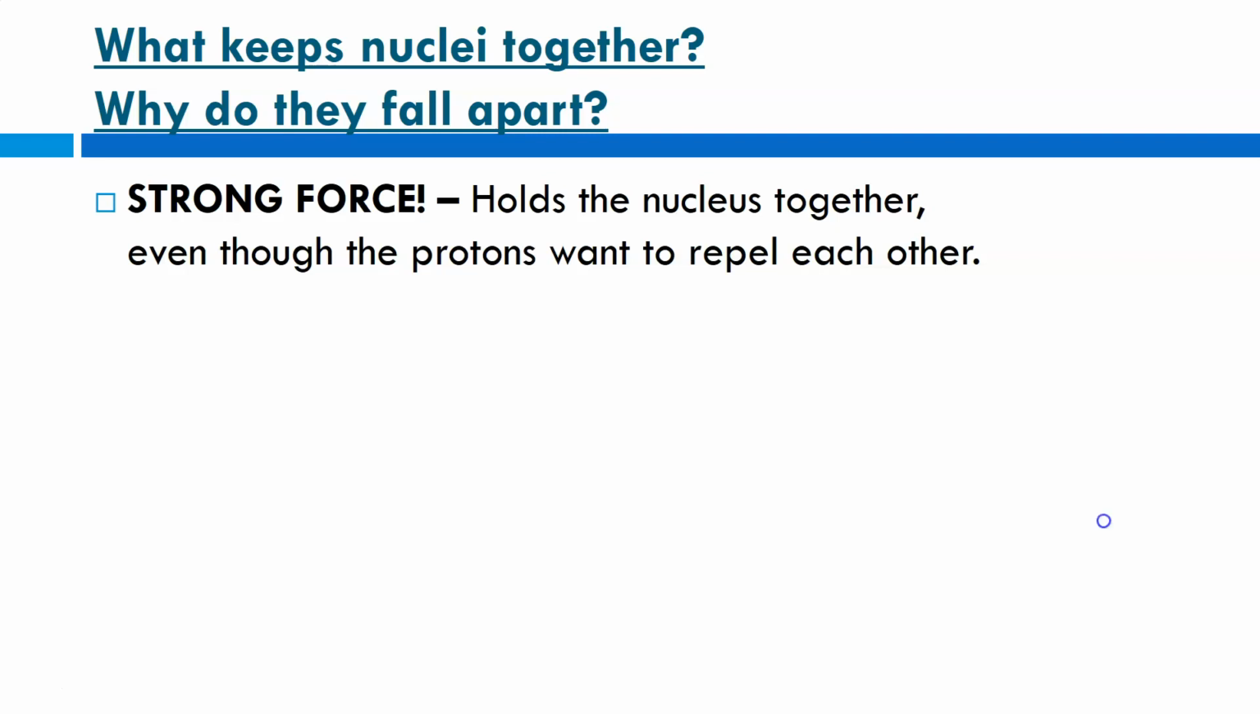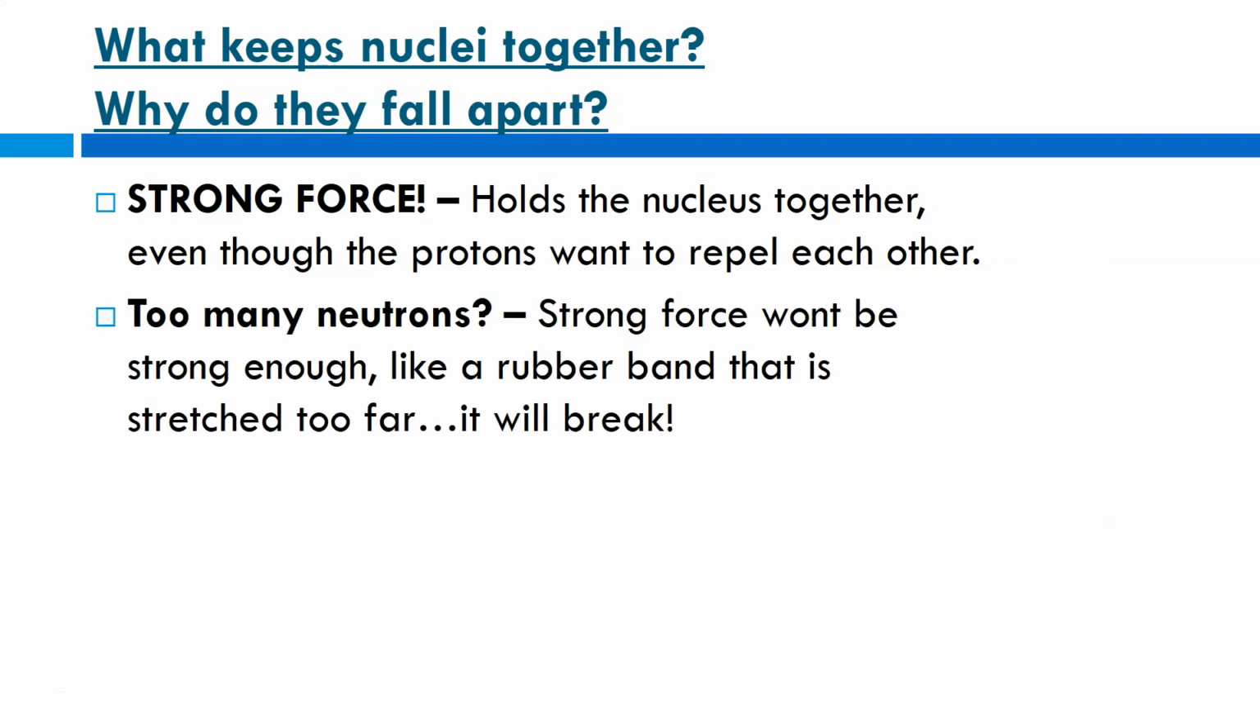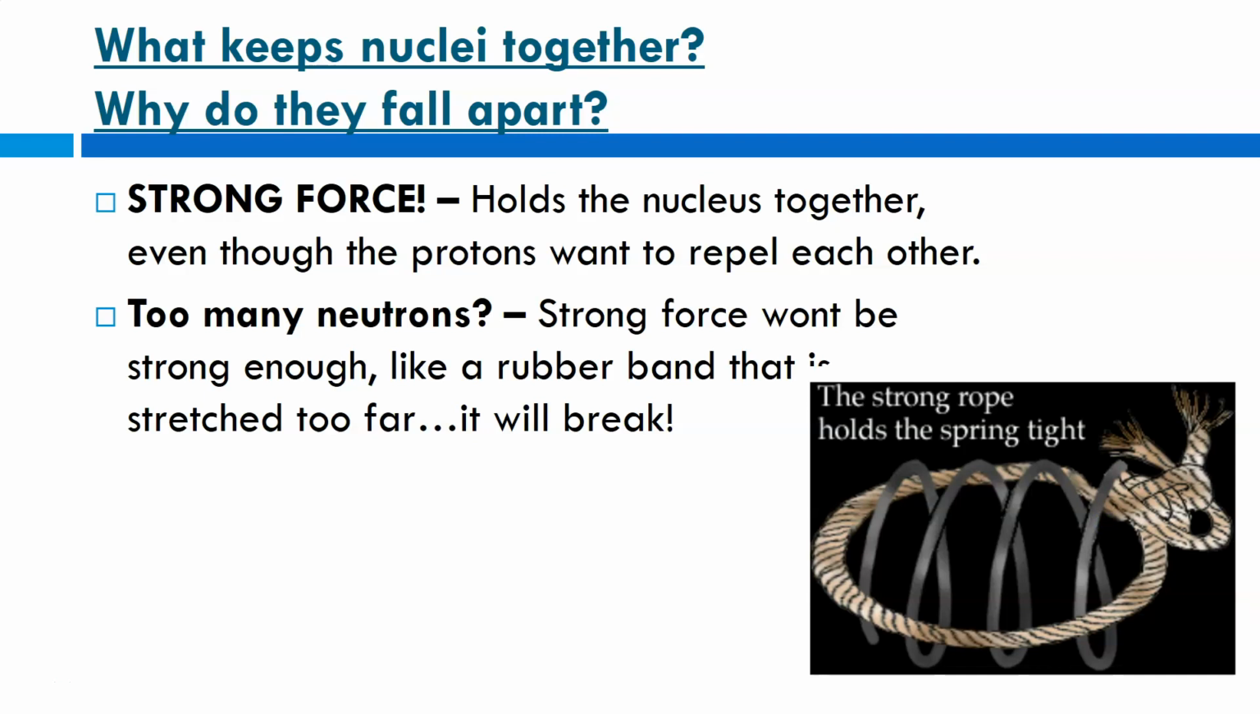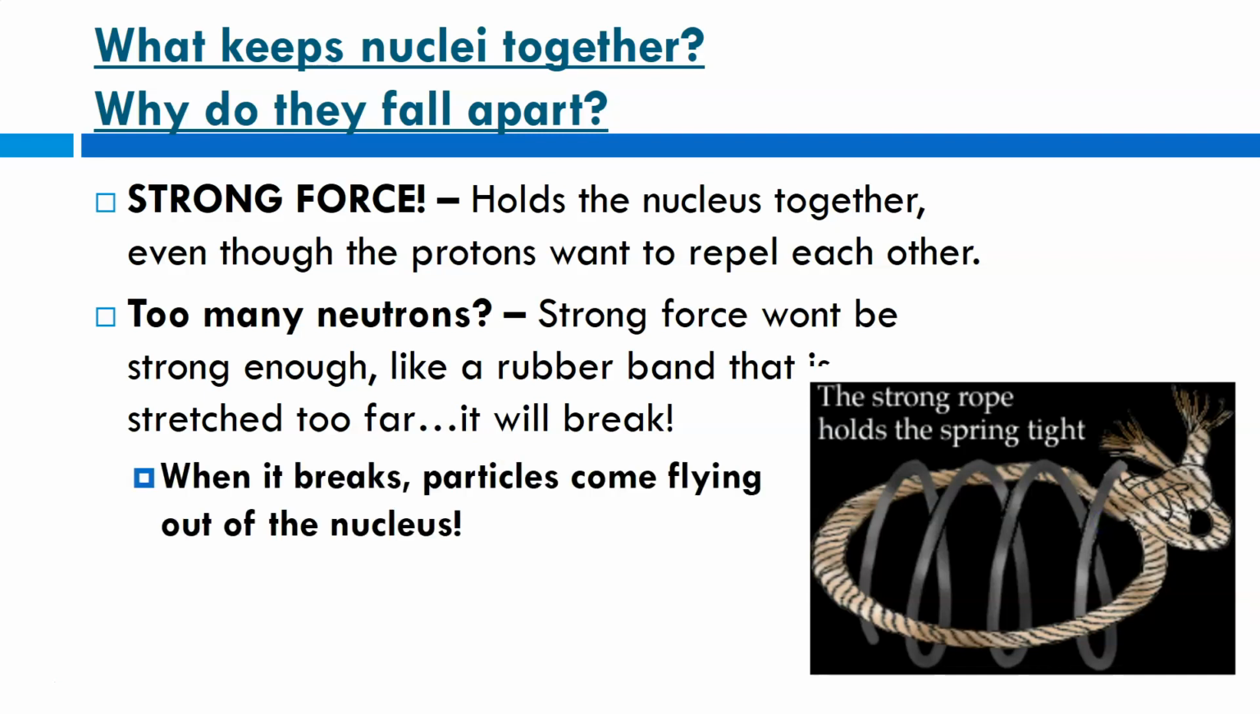As you start to increase your number of neutrons, it's like a rubber band that's being stretched too far. Eventually, there's not enough force to hold them together. And when that happens, the particles are going to go flying out of that nucleus, right? So when you start increasing those neutrons, when you start deviating from that 1-to-1 magical ratio, then you start getting more radioactive, which means you're more likely to have the nucleus fall apart into smaller pieces.